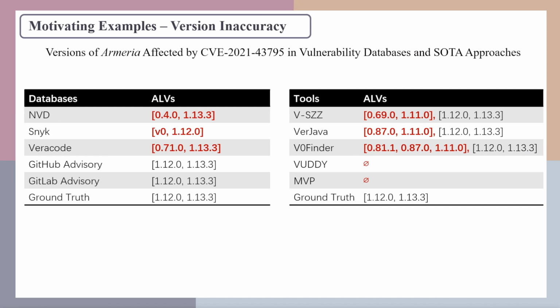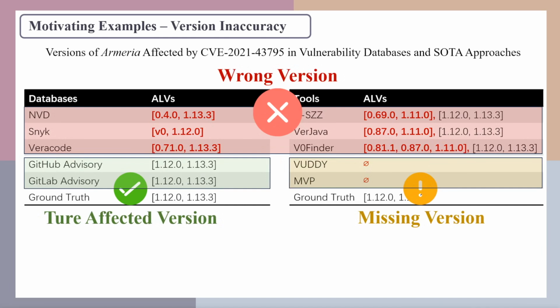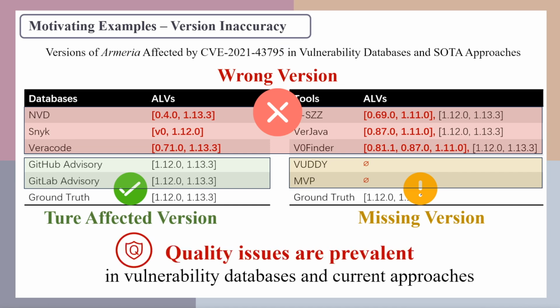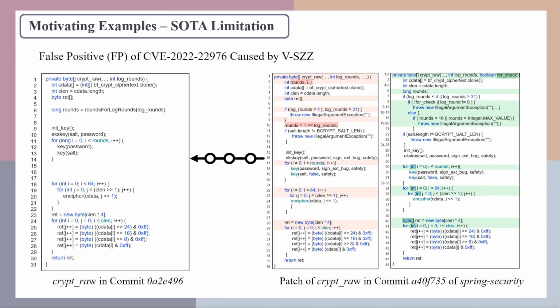We first use one vulnerability to demonstrate the quality issue of current databases and approaches. There are 5 databases and 5 related approaches. However, only GitHub and GitLab advisories reported the true affected versions. Other databases and approaches either record the wrong versions or do not detect any vulnerable versions, showing that quality issues are prevalent. We use another CVE to demonstrate the quality issue.